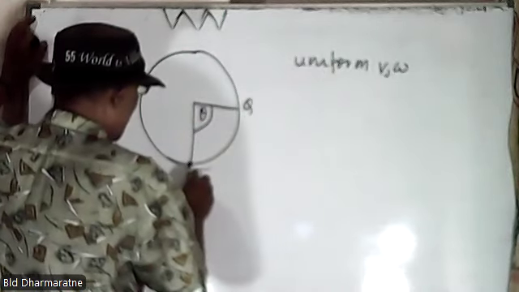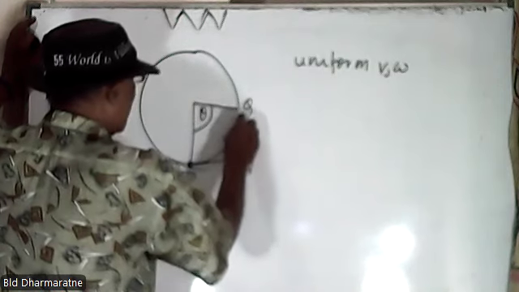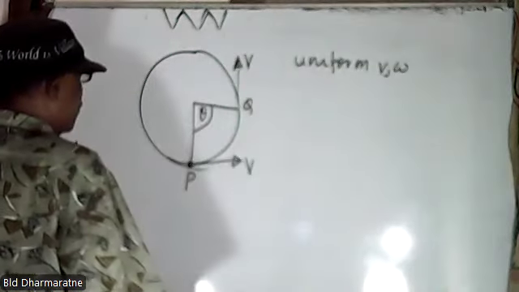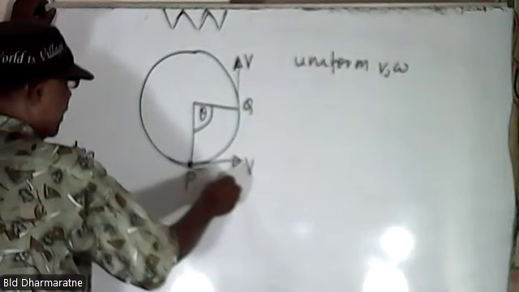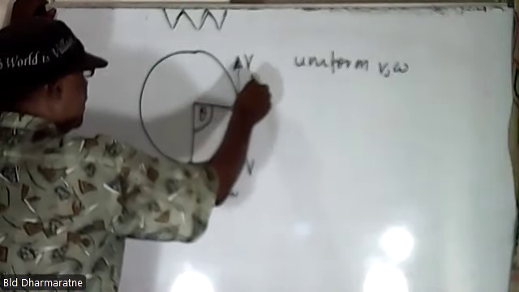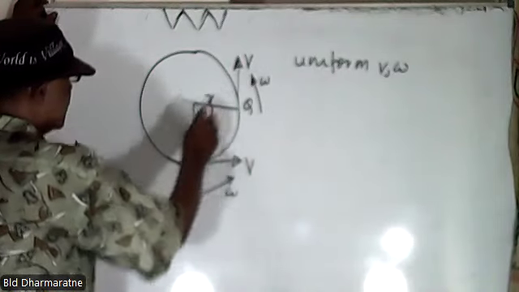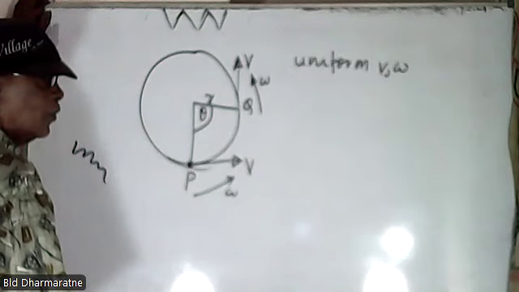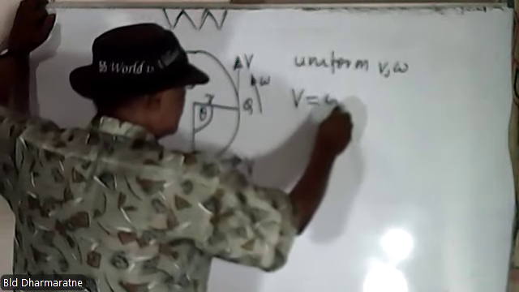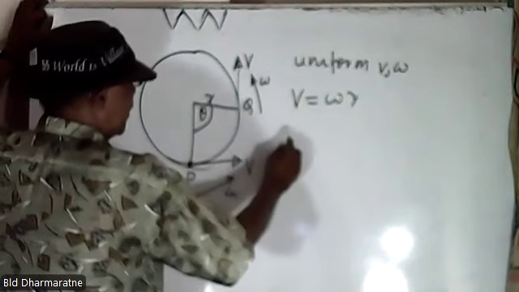Here the velocity acts tangentially, and it is the same velocity; it will not change. There's no angular acceleration also. Omega initial and omega final are the same; omega does not change. The radius is R. We derived these formulas: V equals omega R, where omega is the angular velocity, R the radius, and V the linear velocity.